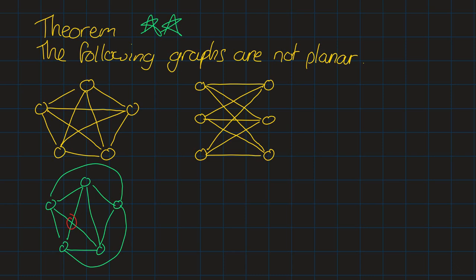So I won't really be asking you to prove that a graph is non-planar in this course, because it's a bit much to ask. But you could reasonably be asked to prove that a graph is planar, okay? And I expect you to remember that these two examples in particular are non-planar. And you can use this to deduce that other graphs are non-planar as well.